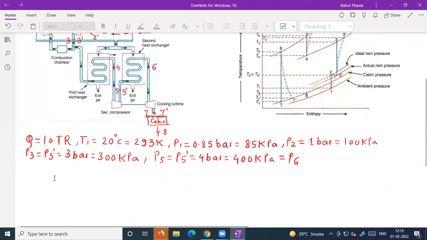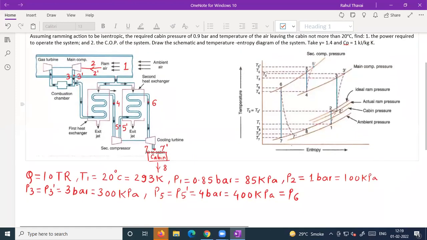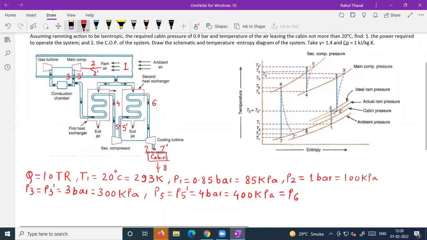Similarly here also I can write P3 is equal to P3 dash, is equal to P4. You can see point number 3 and 3 dash are on the same line as point number 4. So here also I can mention P3 is equal to P3 dash, is equal to P4. Is that okay? Yes, is that okay or not? Let me know.